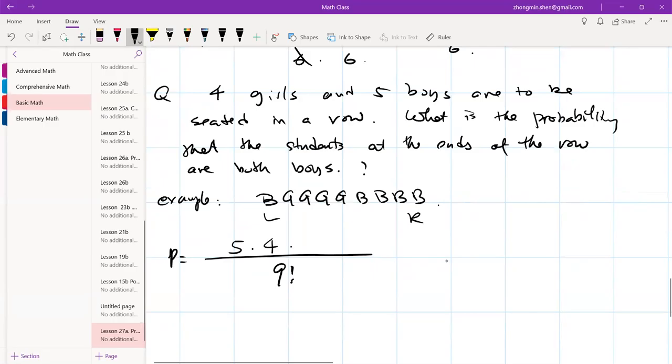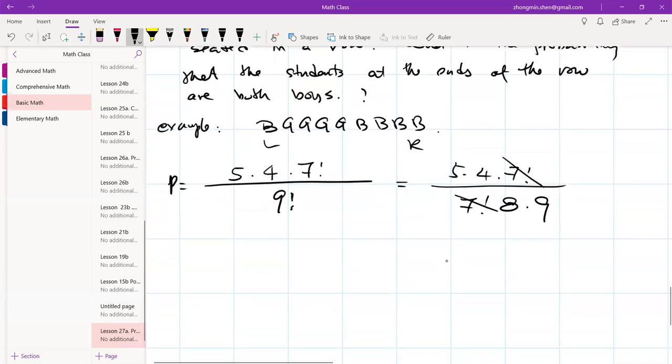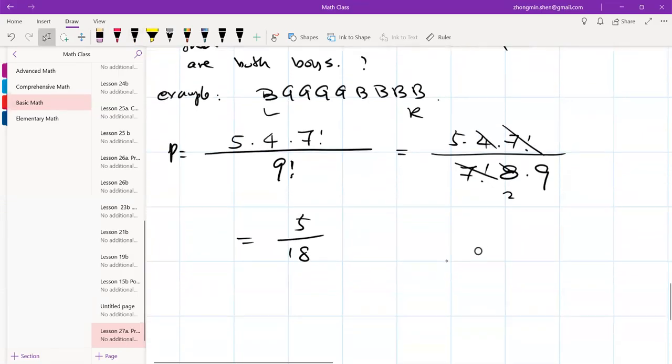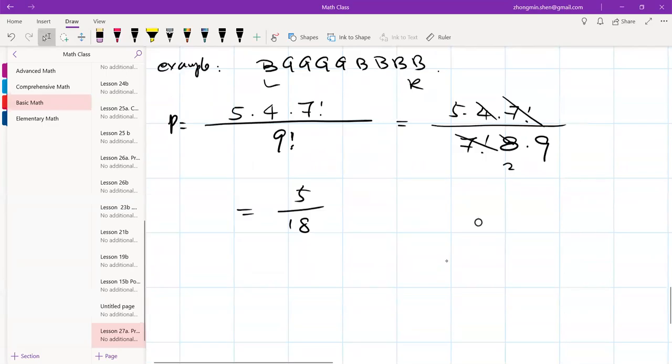Then for the remaining students, 3 boys and 4 girls, 7 students left, they can randomly select the seats in the middle. So there will be 7 factorial. Got it? This is called the counting principle. Then you simplify: 5 times 4 times 7 factorial over 9 factorial, which is 7 factorial times 8 times 9. So 7 factorial cancels out, and 4 and 8 become 2. So the answer will be 5 over 18. That's it.